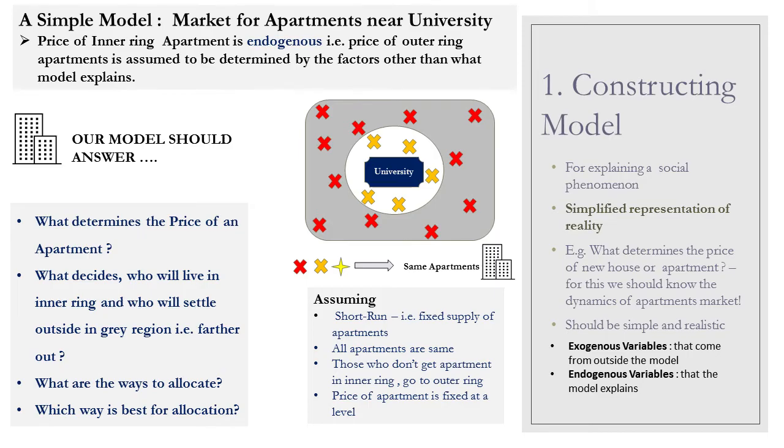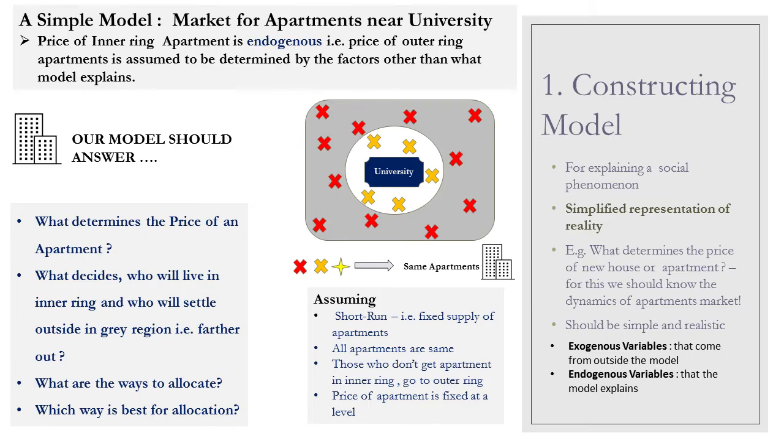Now given this, we are interested in answering through this model what decides the price of an apartment, or who decides who will live in the inner ring and who will settle outside. Then what are the ways to allocate, and which way is best to go about this allocation.